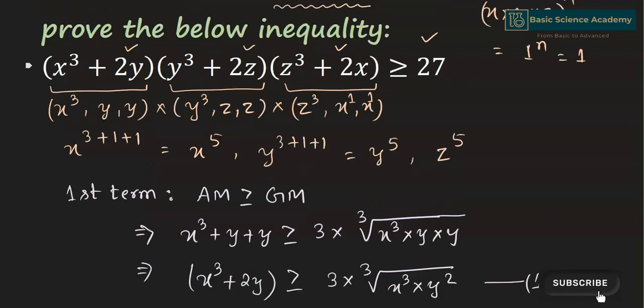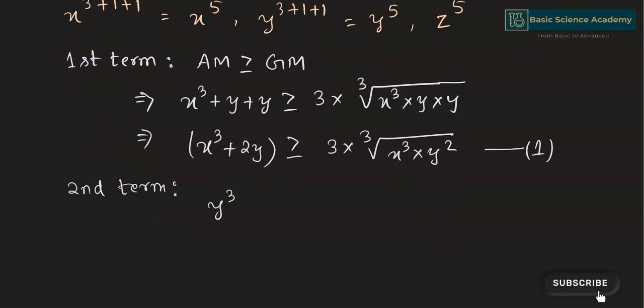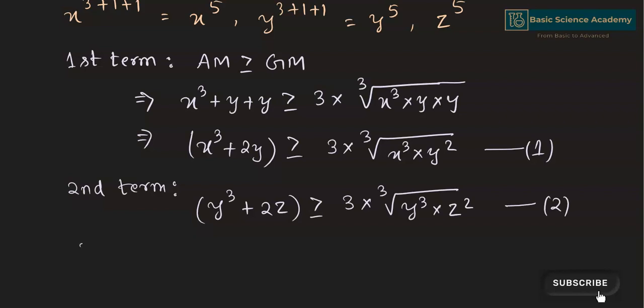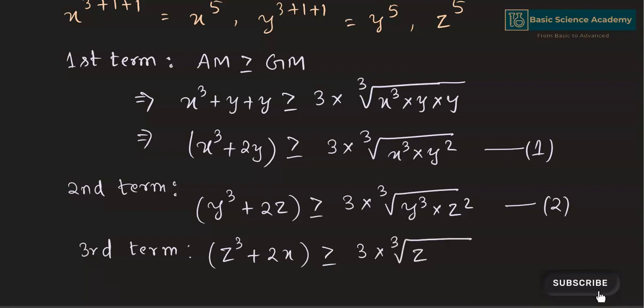For the second term, we have y to the power of 3 plus 2z is greater than or equal to 3 multiplied by the cube root of y to the power of 3 multiplied by z square. This is our second equation. For the third term, we have z to the power of 3 plus 2x is greater than or equal to 3 multiplied by the cube root of z cube multiplied by x square, which is our third equation.